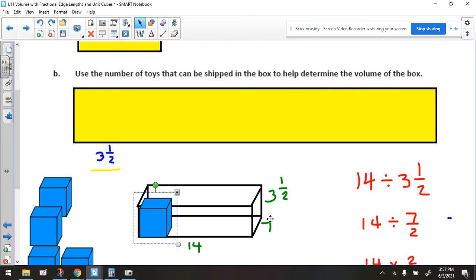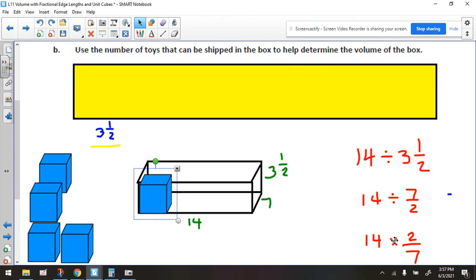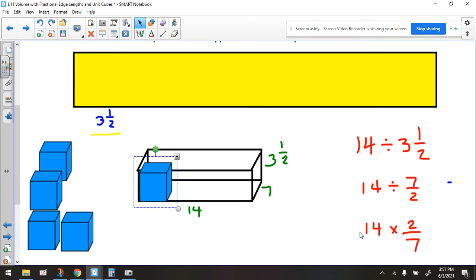So that's really a division question, right? We're trying to figure out how many equal groups of 3.5 do we have in 14. So we could just use simple division to figure that out. If we do 14 divided by 3.5, that's the same thing as 14 divided by the improper fraction equivalent, which would be 7/2. And recall that when we divide, it's the same thing as multiplying by the reciprocal of the divisor. So we're really looking at 14 times 2/7.